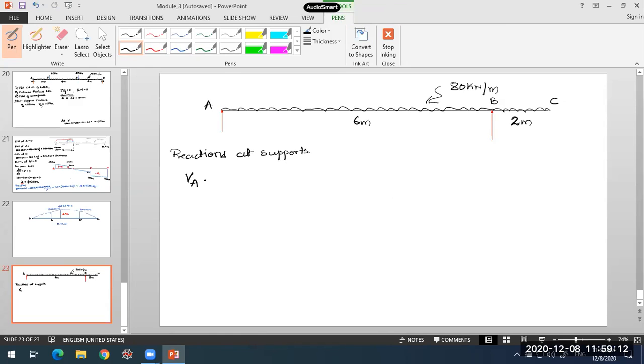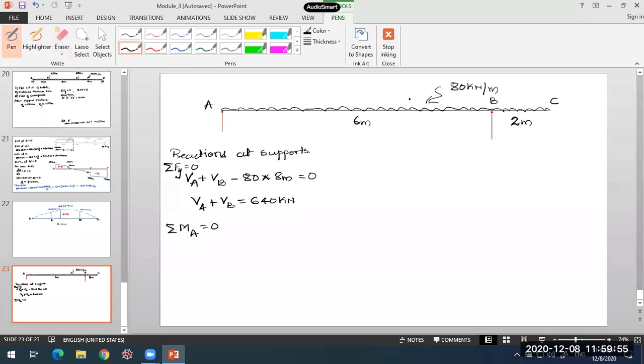So we have VA. Summation Fy is equal to 0. If I take this condition of equilibrium first, I can write VA plus VB minus 80 into 8 meters should be 0, or VA plus VB should be equal to 640 kilonewton, right? I'll take summation of moment about point A is equal to 0.